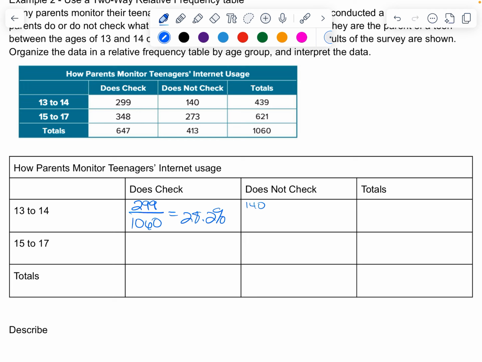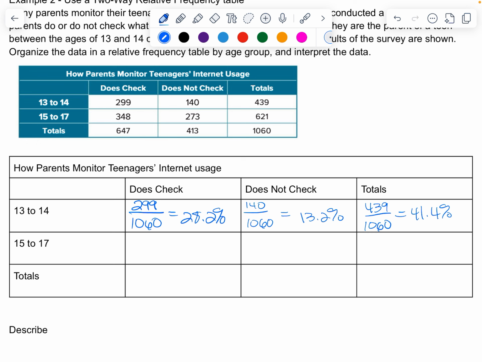It's 140 over 1,060. I make that into a percent and I get 13.2%. And then I do the total, and that's 439 over 1060. And that would get us 41.4%.